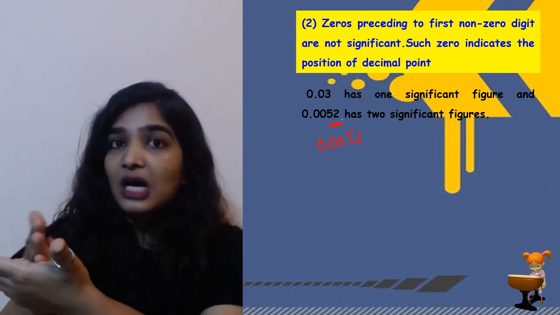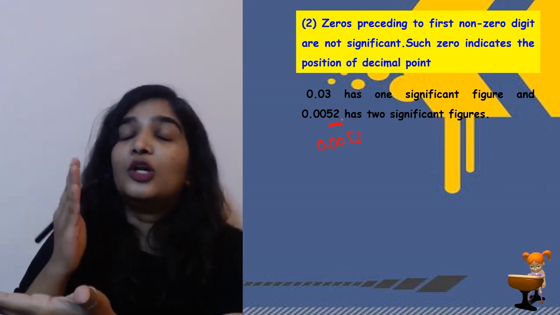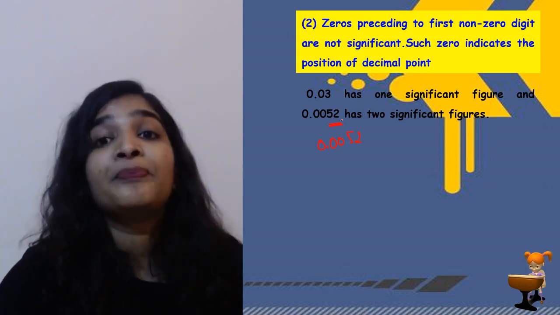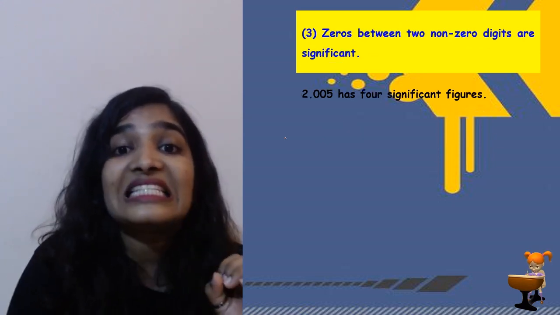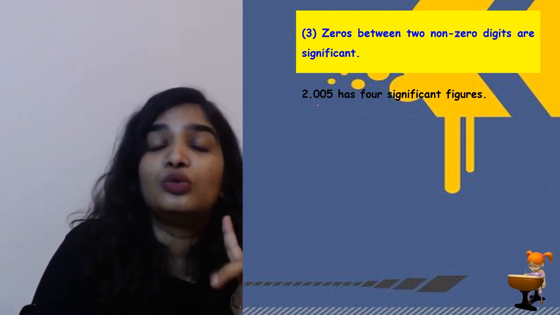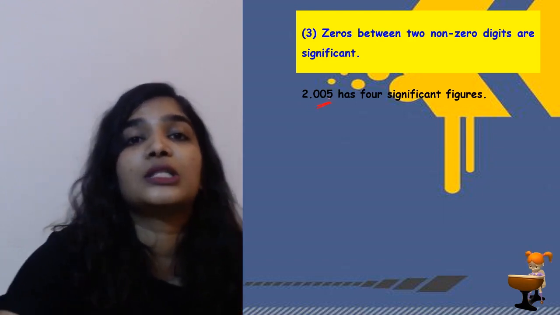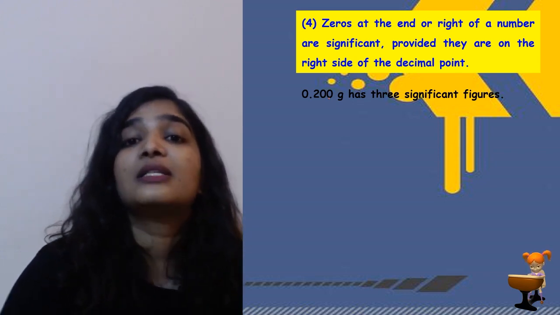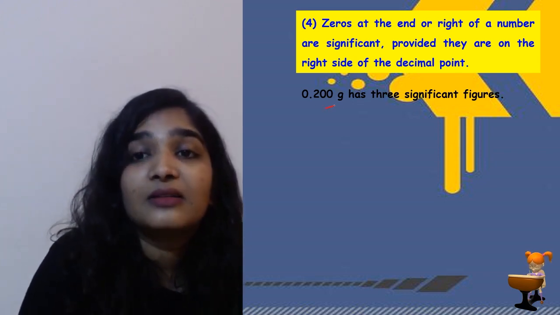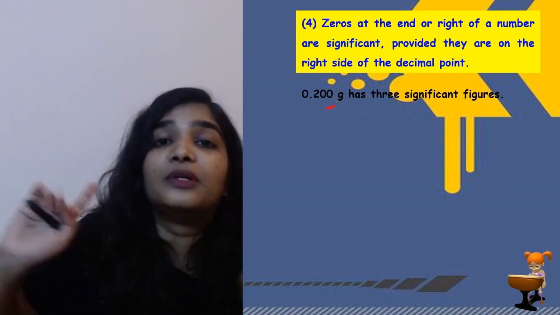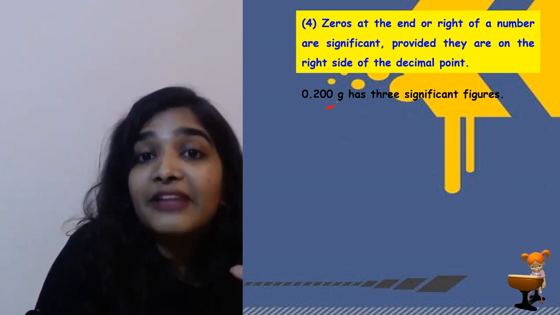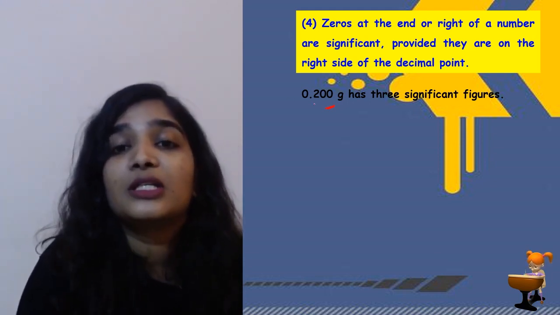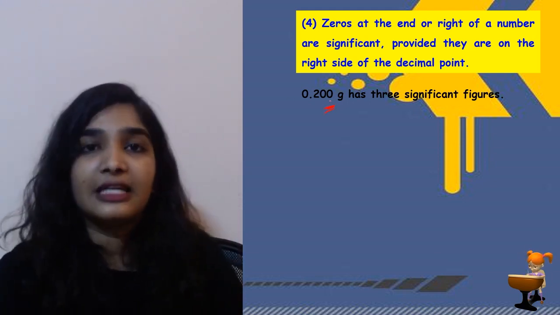So if the zeros are before the non-zero number, then they are not considered significant. But zeros between two non-zero digits are of course significant. And the fourth rule is zeros at the end, or the right, of a number are significant. So if they are after, at the right side of the decimal point, they will be considered as significant figures.